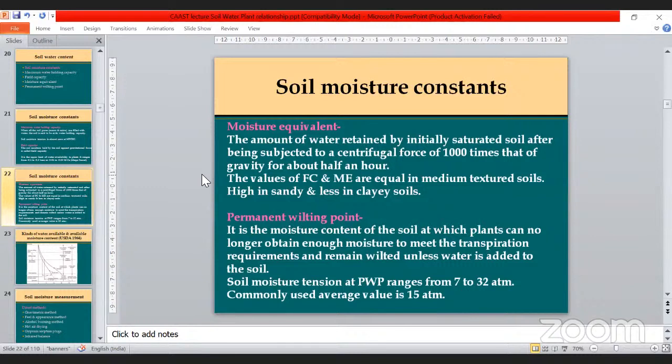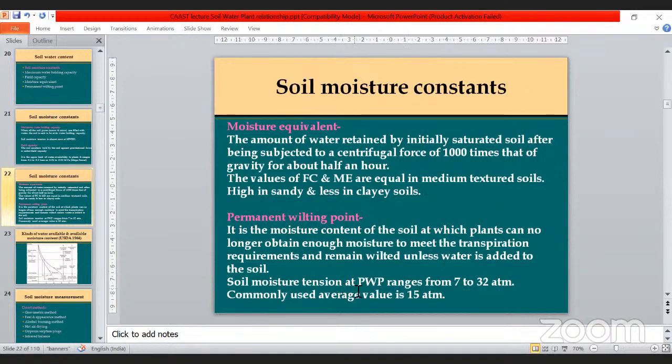So permanent wilting point is another soil moisture constant to study. It is the moisture content at the end of the availability of moisture, because the plant is an indicator of which type of soil moisture is available in your soil. When the plant dries up, and even after the application of water it doesn't regain itself, this is called the permanent wilting point, because the plant has lost its turgidity and cannot survive; the plant cells have died off. This is the moisture content of the soil at which the plants can no longer obtain enough moisture to meet the transpiration requirements and remain wilted unless water is added to the soil. Even if you add water, it cannot regain itself.